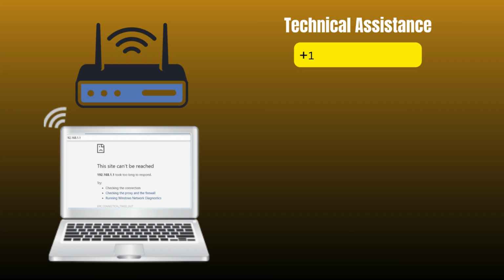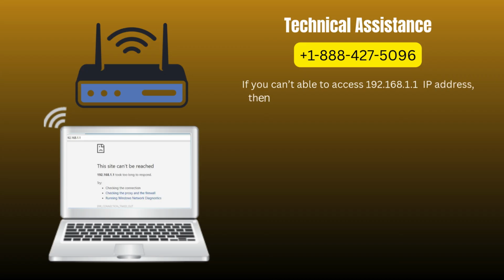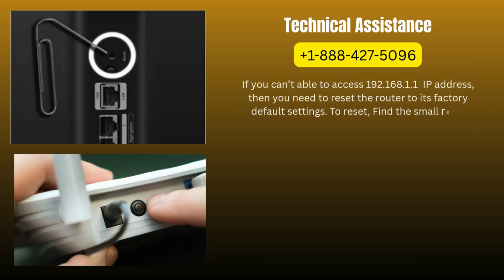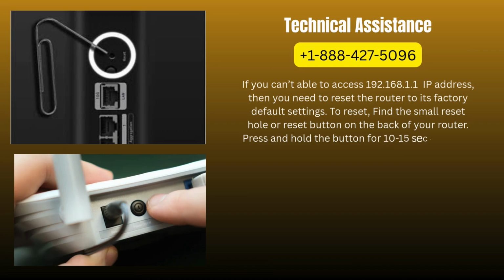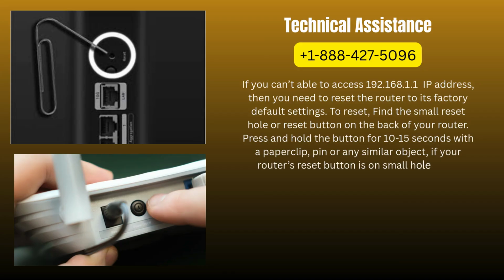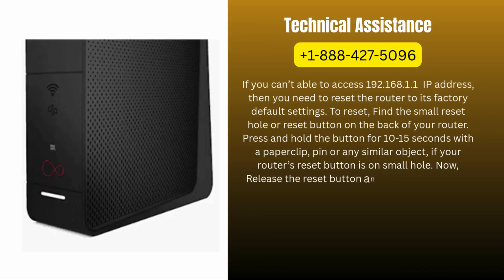If you can't access the 192.168.1.1 IP address, then you need to reset the router to its factory default settings. To reset, find the small reset hole or reset button on the back of your router. Press and hold the button for 10 to 15 seconds with a paperclip, pin, or any similar object if your router's reset button is a small hole. Now, release the reset button and wait for the router to restart.